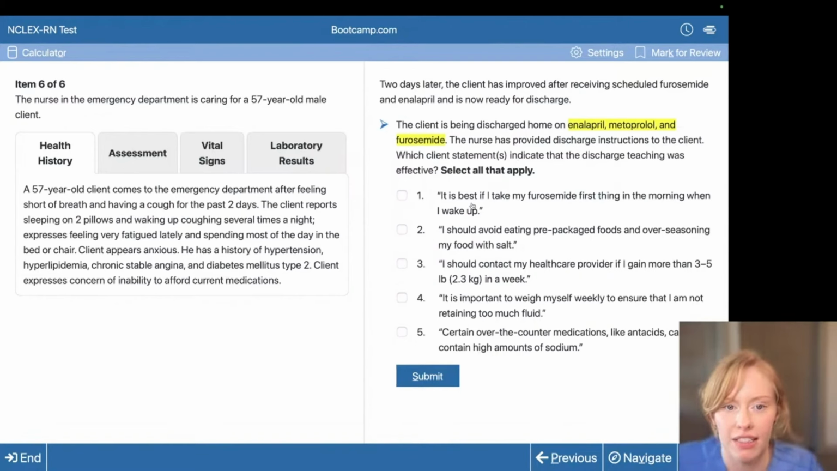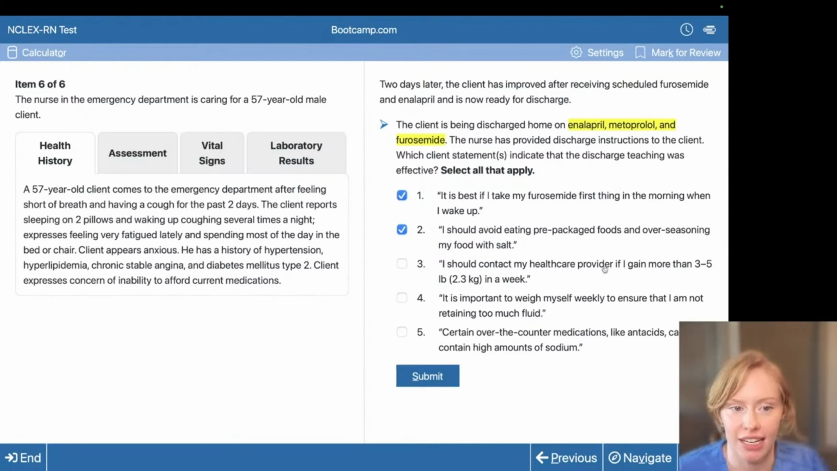So is it correct if he says it's best to take my furosemide first thing in the morning when I wake up? And the rule that I always remember with Lasix is Lasix lasts 6. It has roughly a 6-hour half-life, which means if you give it at night, that patient is going to be up all night peeing. So yes, this needs to be taken in the morning, and that's correct. Then I should avoid eating prepackaged foods and over-seasoning my food with salt. Yes, patients often think when they're put on a sodium restriction that all they need to do is stop using the salt shaker, but actually most of the sodium in our diet comes from packaged prepared foods. So this is correct.